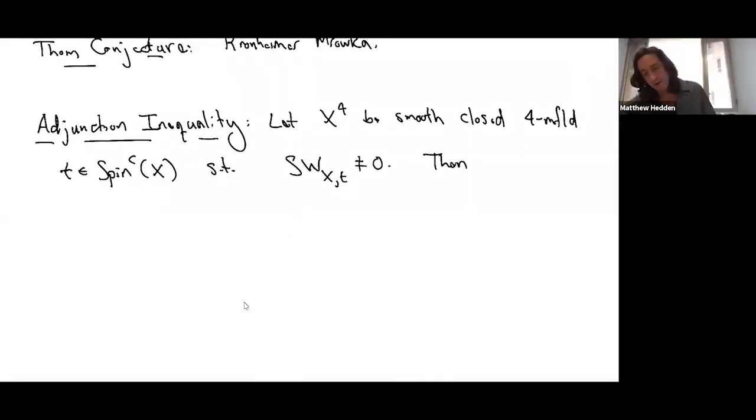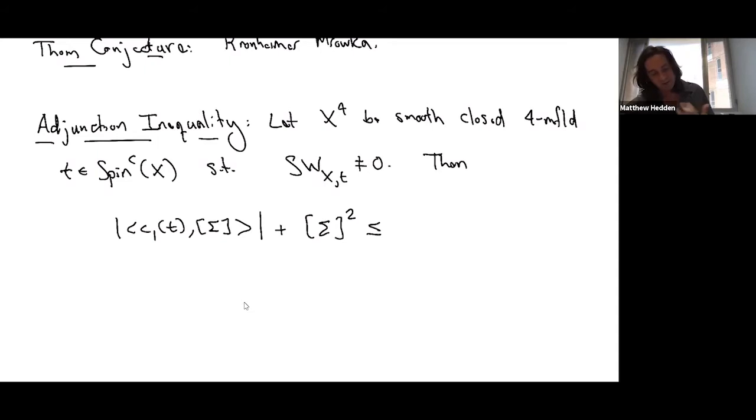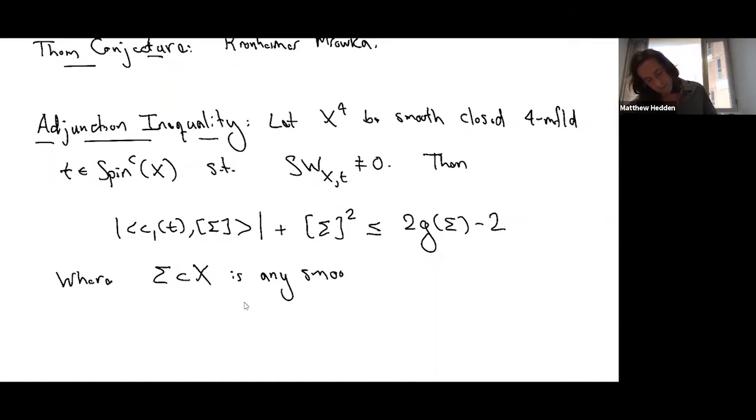Then the adjunction inequality gives us a bound for the genera of surfaces in a given homology class. So it's phrased in terms of the evaluation of the Chern class of the spin-C structure, which is a two-dimensional cohomology class, on a homology class of a surface, coupled with the self-intersection of the surface. And the adjunction inequality says that the sum of these quantities is bounded above by negative the Euler characteristic of the surface. So this is where sigma is any smoothly embedded surface.